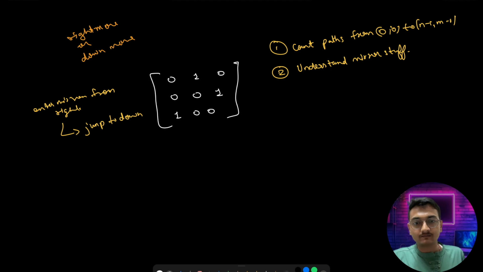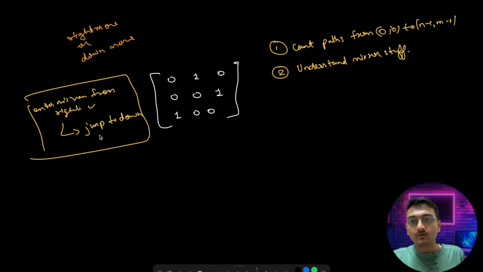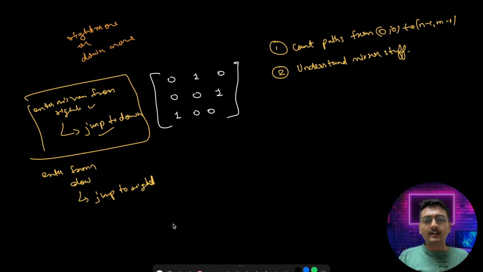This is the question, and let me complete this. So entering from right to jump to down, and enter from left. Oh, sorry, enter mirror from down. So that means I will jump to right immediately, no matter whether it's out of bound or what. As soon as I reach the mirror, I will directly get jumped.